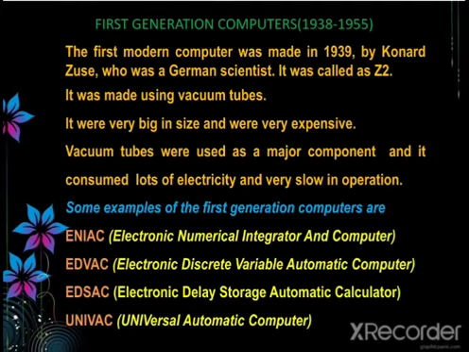The first modern computer was made in 1939 by Konrad Zuse, who was a German scientist. It was called Z2. It was made using a vacuum tube. It was very big in size and very expensive. Vacuum tubes were used as a major component and it consumed lots of electricity and was very slow in operation. Some examples: ENIAC, EDVAC, EDSAC and UNIVAC.